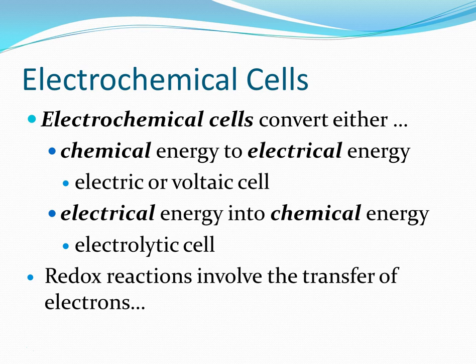Redox reactions, such as those we have been learning about, either gain or lose electrons. If these electrons are made to travel through a wire, then we are able to create electrochemical cells.